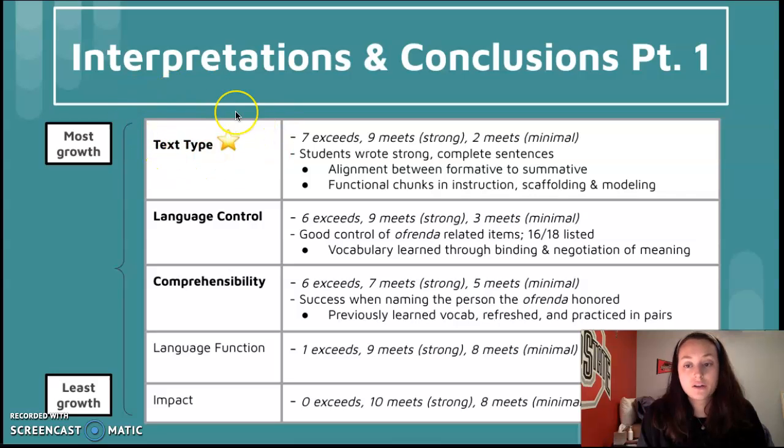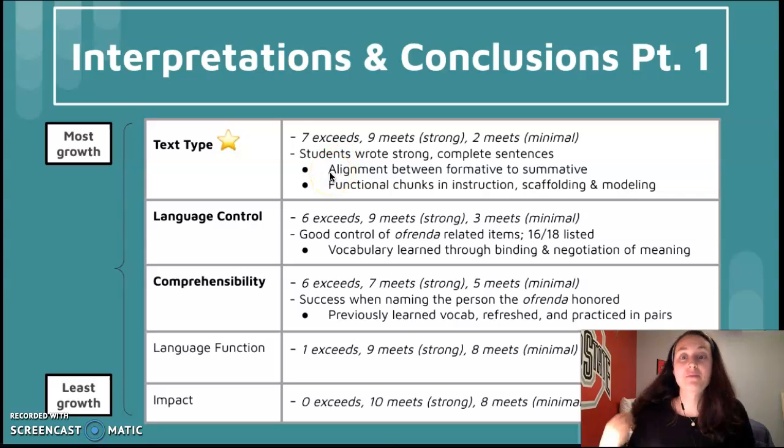As you can see here, learners experienced a lot of growth with respect to text and frankly wrote really strong complete sentences in their final presentational task. I attribute this success to a strong alignment between the formative tasks that they performed and their summative assessment. Students practiced a lot of presentational writing, and these expectations were made clear. Additionally, I used a lot of functional chunks in instruction that helped students use these memorized phrases. They were heavily scaffolded and modeled.